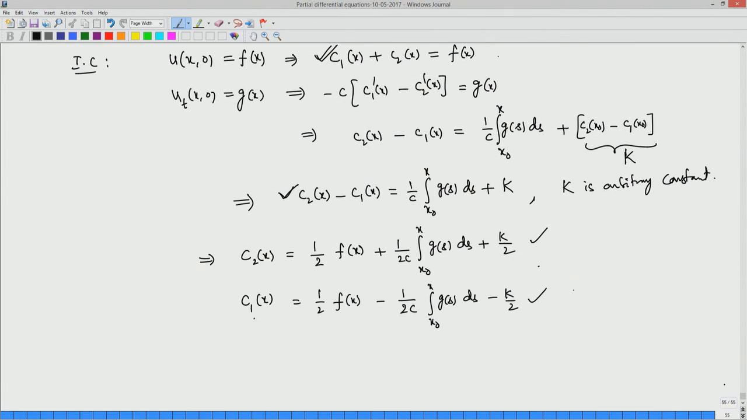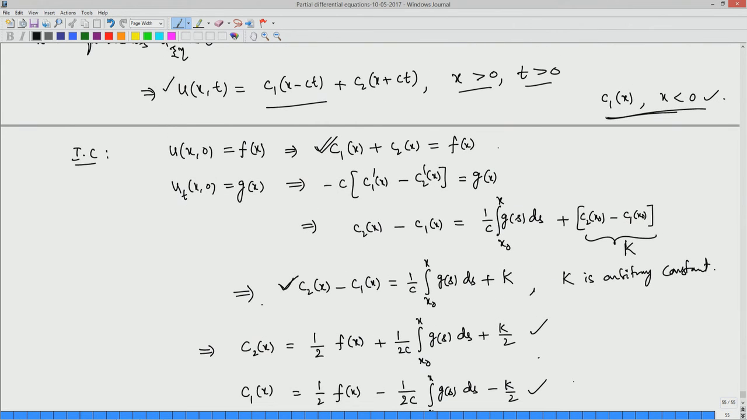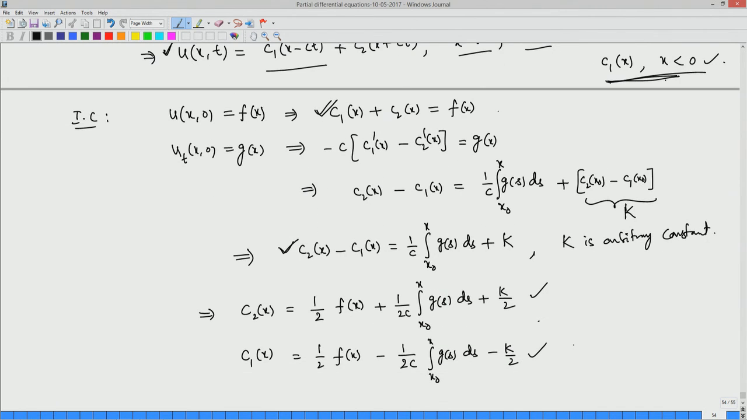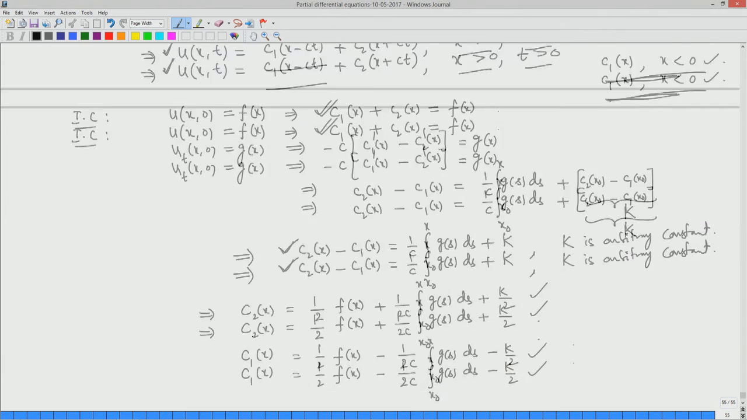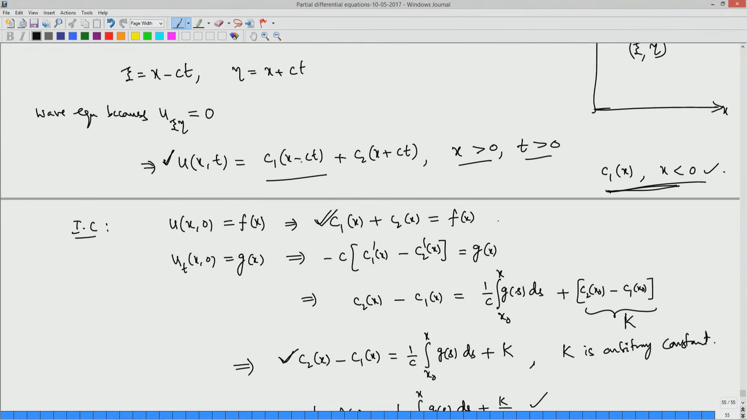So this is c1(x) and c2(x). So the general solution is here. You want c1(x minus ct). So you need to find c1 even for the negative values, because x minus ct can be negative. When x minus ct is negative, that is when x is less than ct, x is positive, we know. So if you want u(x, t), for x positive you can clearly see that you need c1 at the negative values.